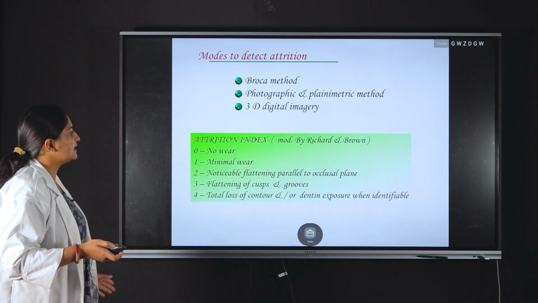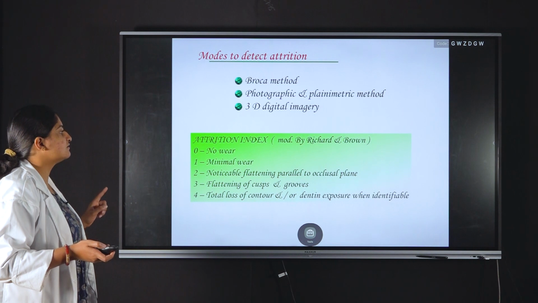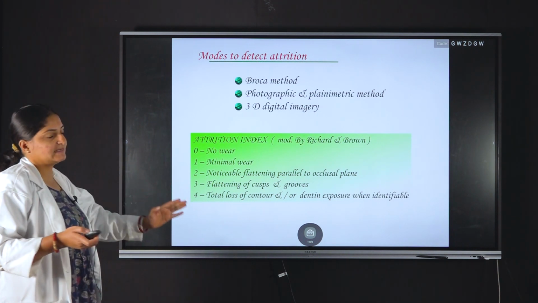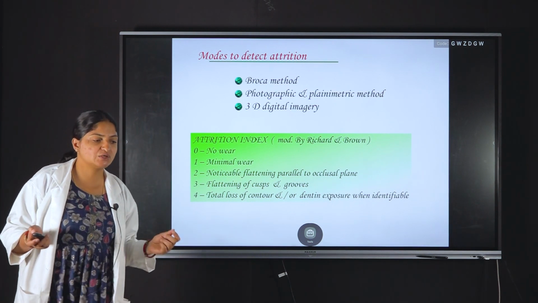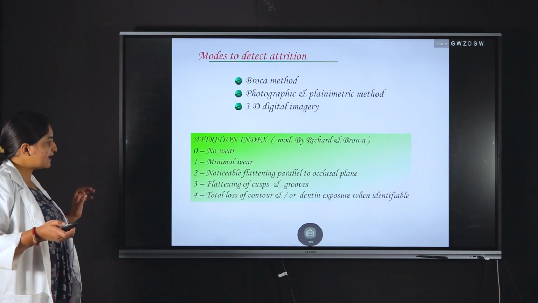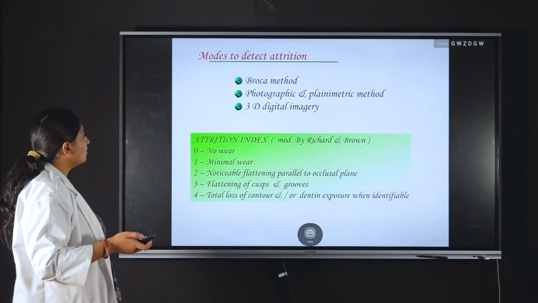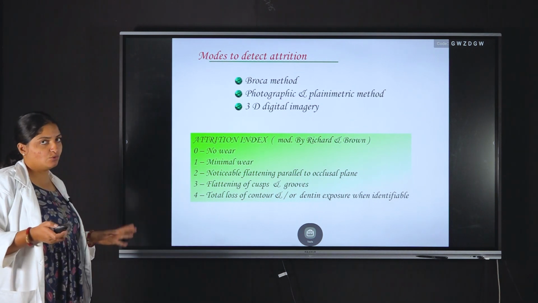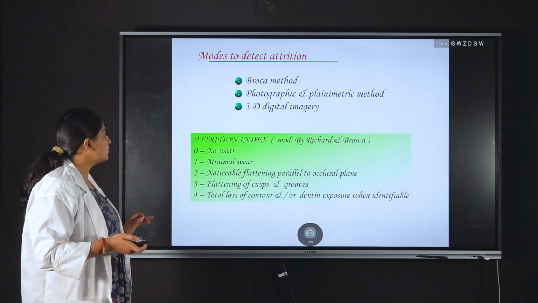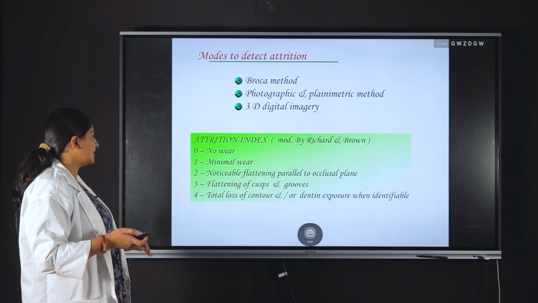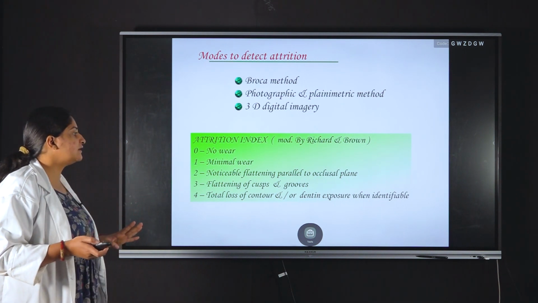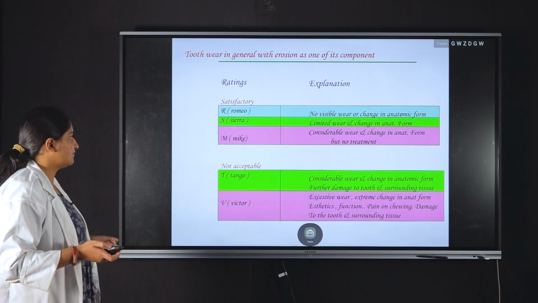So there is an index which was given by Dr. Richard and Brown. Once we analyze and identify attrition, we can categorize it and give a number according to this index. The number 0 indicates no tooth wear. The number 1 indicates minimal wear, 2 a noticeable flattening parallel to the occlusal plane, 3 flattening of cusps and grooves, and 4 total loss of contour or dentine exposure when identifiable.